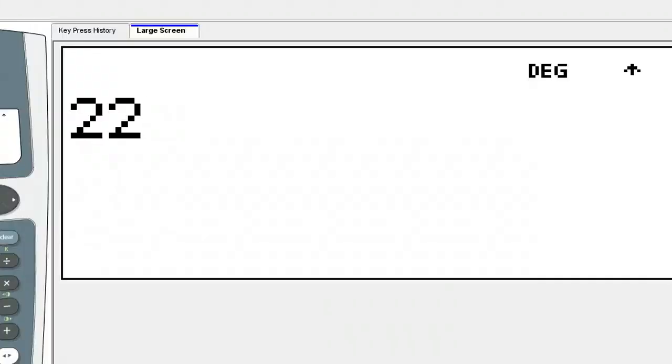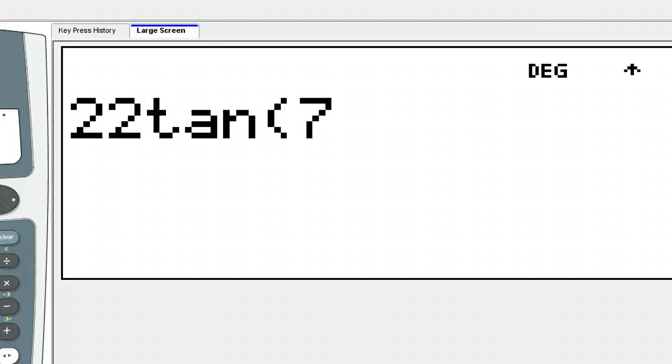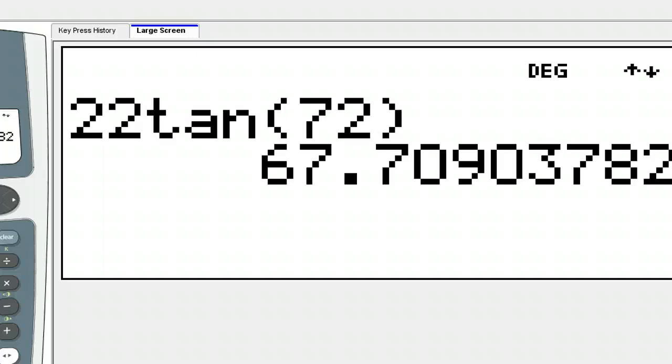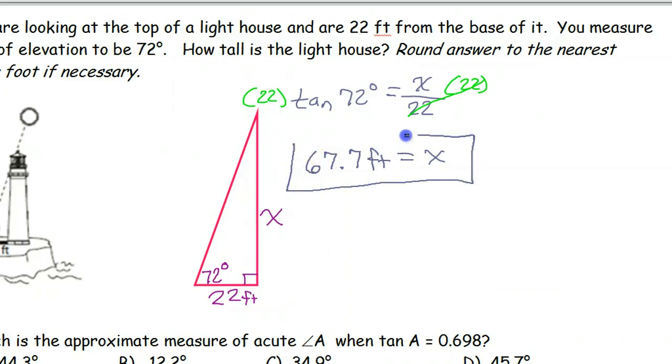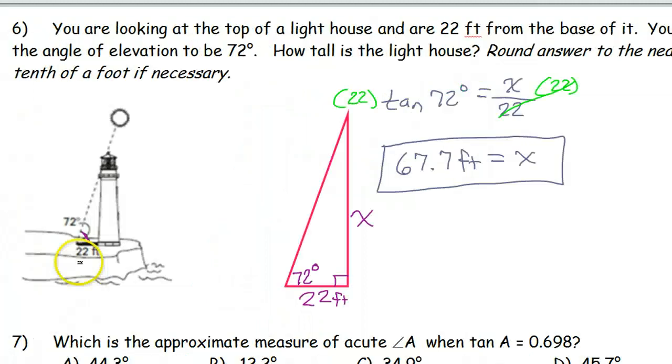So 22 tangent of 72. Alright, that is 67.7. Okay, so that is 67.7 feet. That's how tall the lighthouse is. Alright, that is it for number 6.